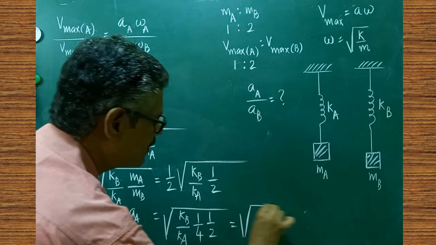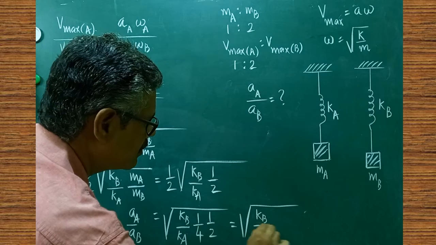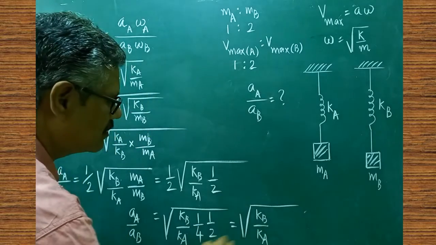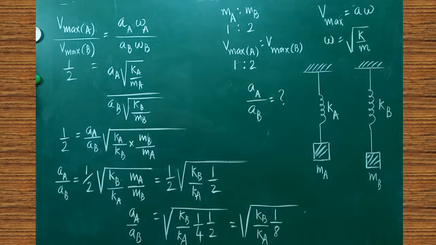So what is the final answer? Kb divided by Ka, this can be written with 1 by 8. So the ratio of the amplitude of the first system to the second system is how much? Square root of Kb by Ka into 1 by 8. That is the final answer, which is the answer given in the textbook also. Four options are given, and the right option for the fifth one is B. So here also we have obtained the same answer, B. Okay. Thank you.